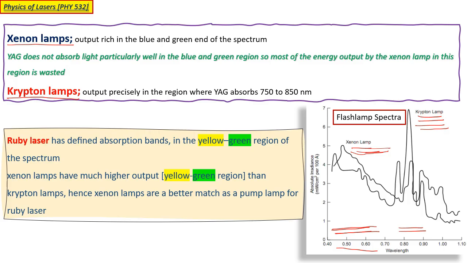On the other hand, as we have already studied the ruby laser, तो जो ruby laser का absorption band है वो it's like yellow and green region. So it means the xenon lamp is very much suitable to pump the ruby laser.